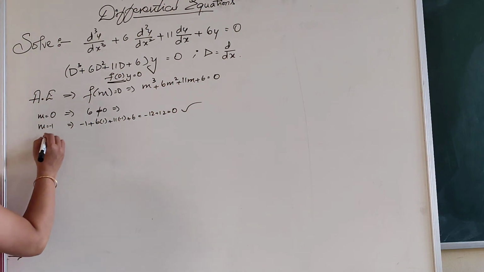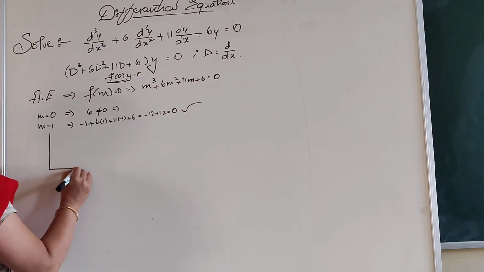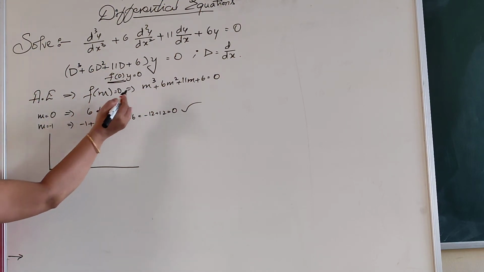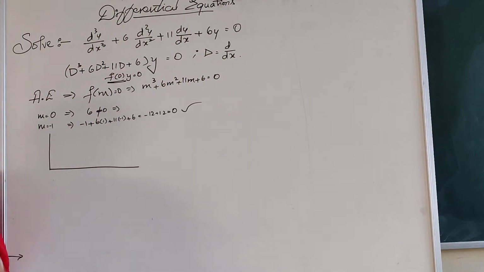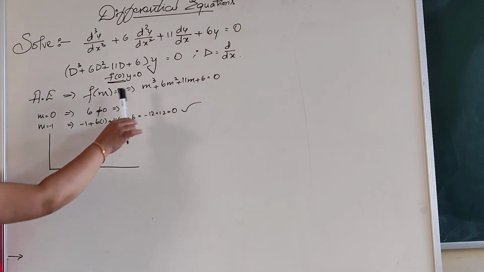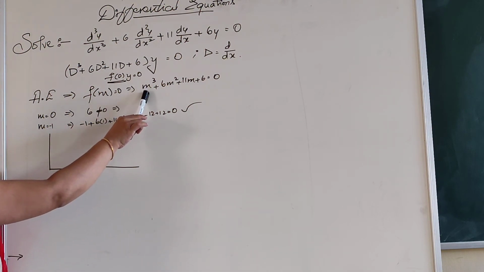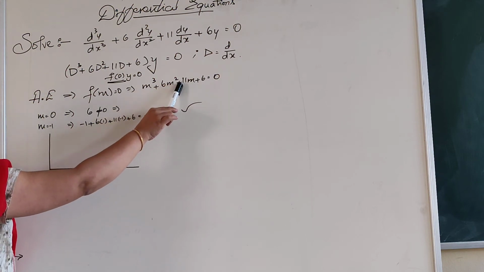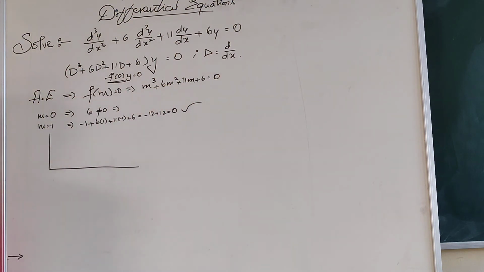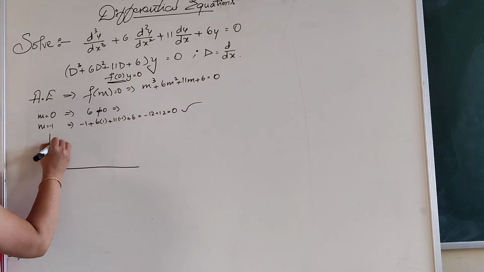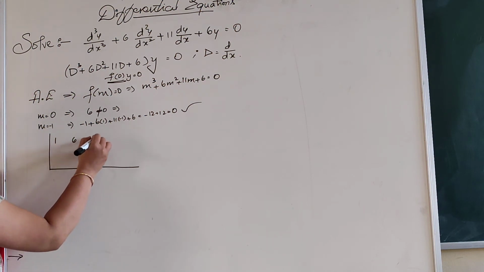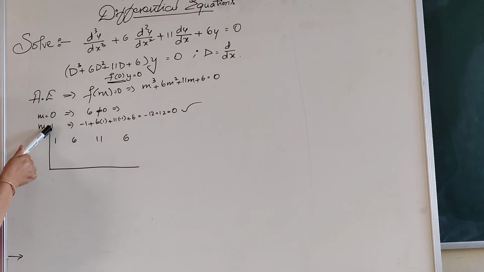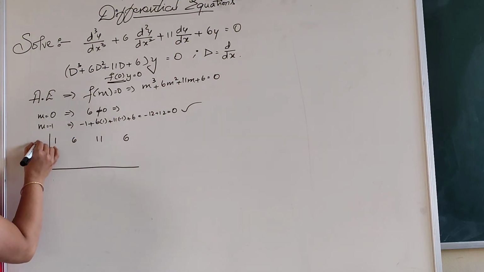Hence, let us apply the synthetic division. What does synthetic division say here? Consider only the coefficients of this particular equation. The variable here is m, and the coefficients are 1, 6, 11, and again 6. Only write the coefficients 1, 6, 11, and then 6. This particular value where we got it satisfied, you can write it here.